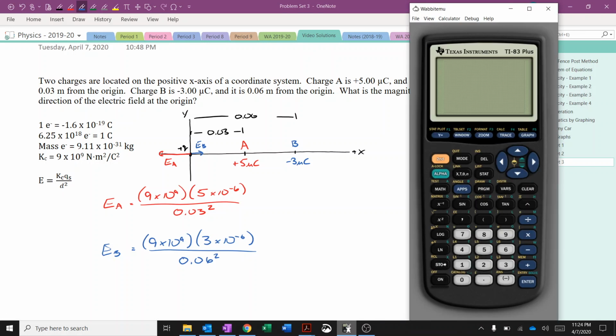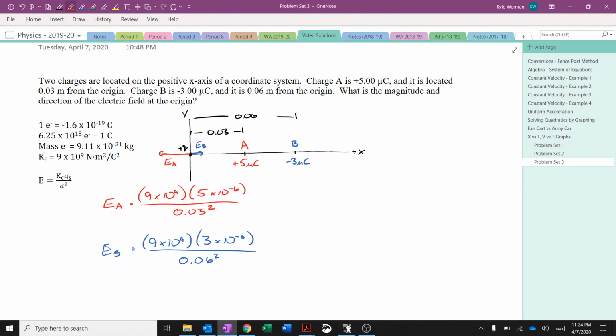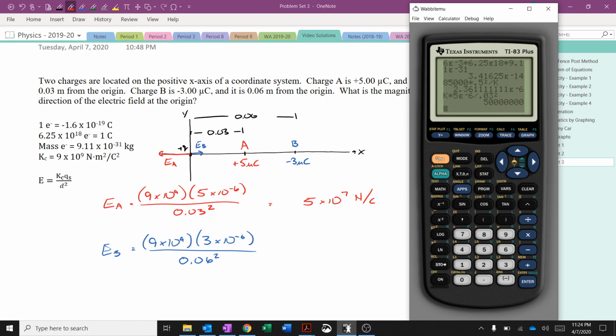And so I'm going to pull out my calculator and punch in these numbers. K, which I have stored, times 5 E to the negative 6, divided by 0.03 squared. And I get a value of, how many zeros? I got 5 times 10 to the 7 newtons per coulomb. And I'm going to go second enter. I'm just going to edit this a little bit. This is 6 away, and this is a 3. And I should get something even smaller. There we go. There's 7.5 times 10 to the 6.